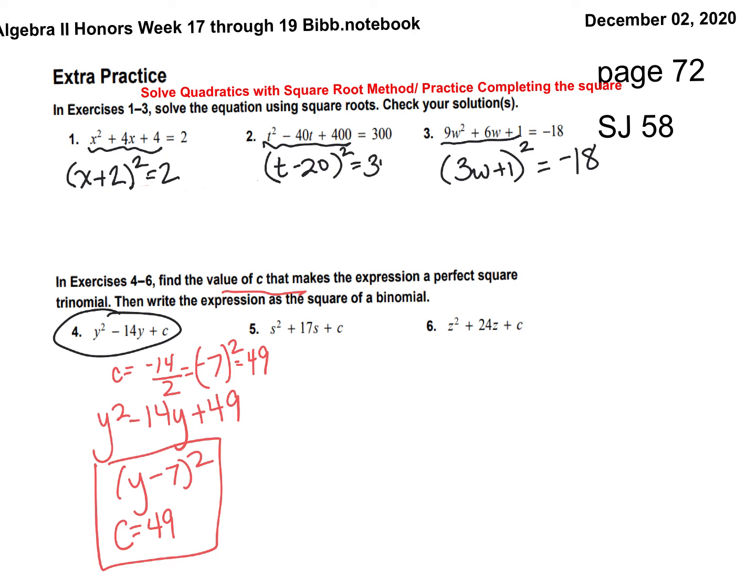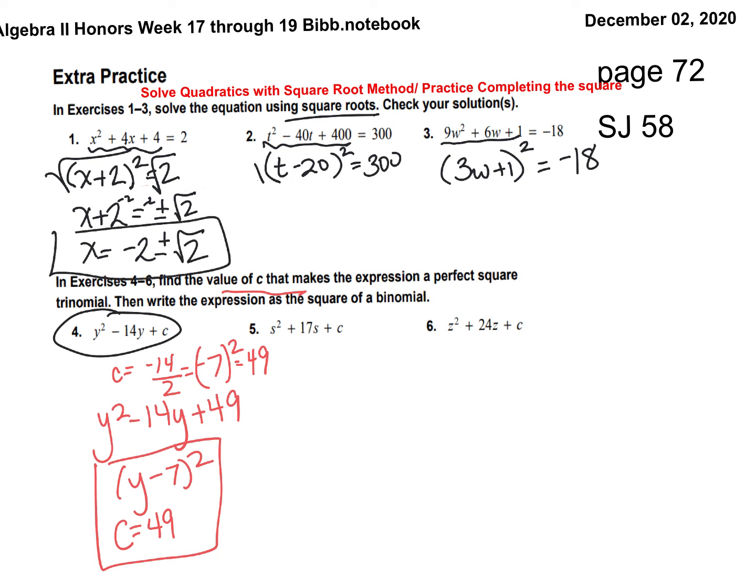And now all you have to do to solve is take the square root. You can solve by using square roots like it says in the problem. So x plus 2 is going to equal plus or minus the square root of 2. Subtract 2 from both sides. x will equal negative 2 plus or minus the square root of 2.